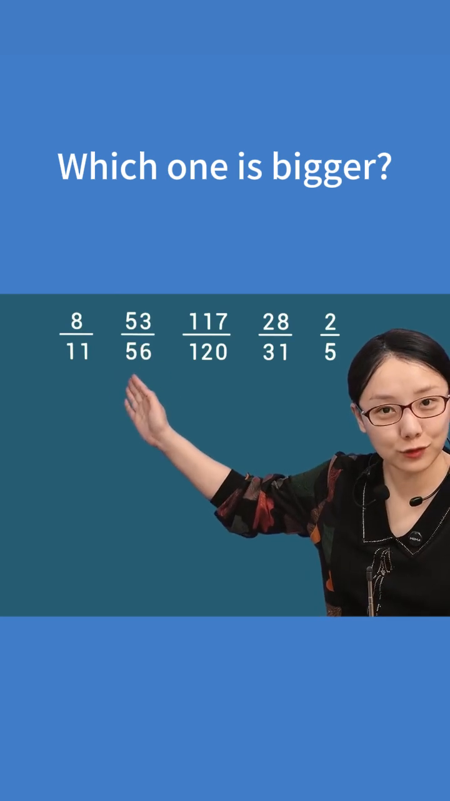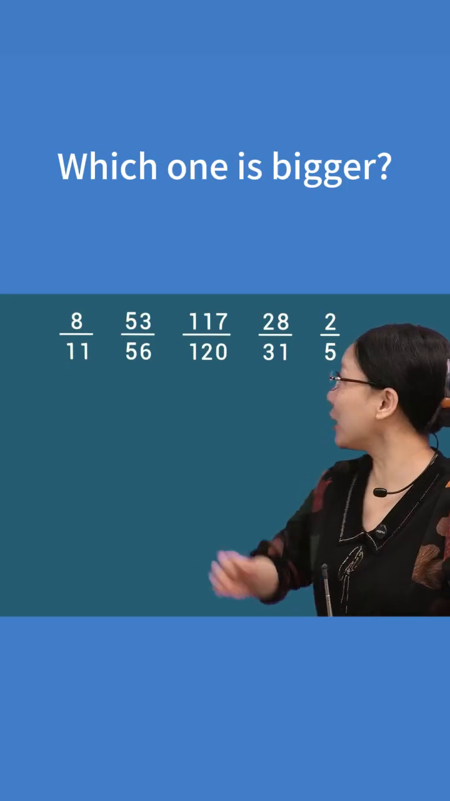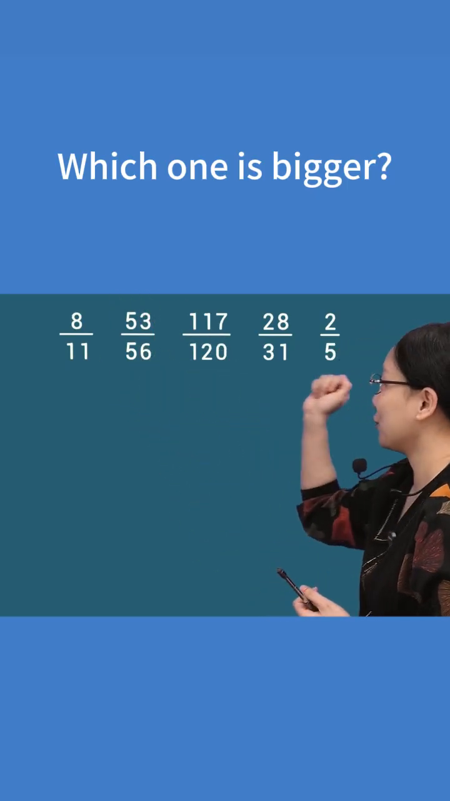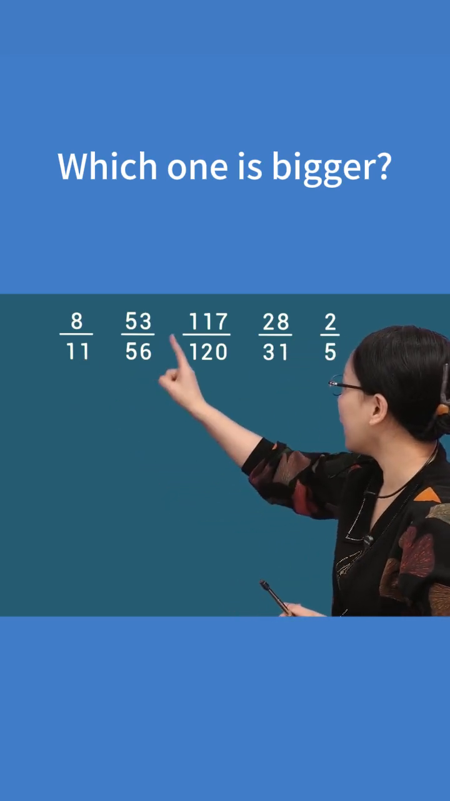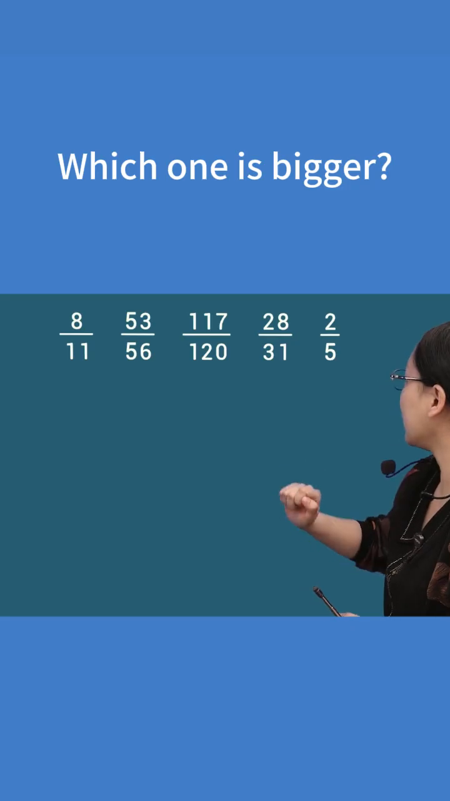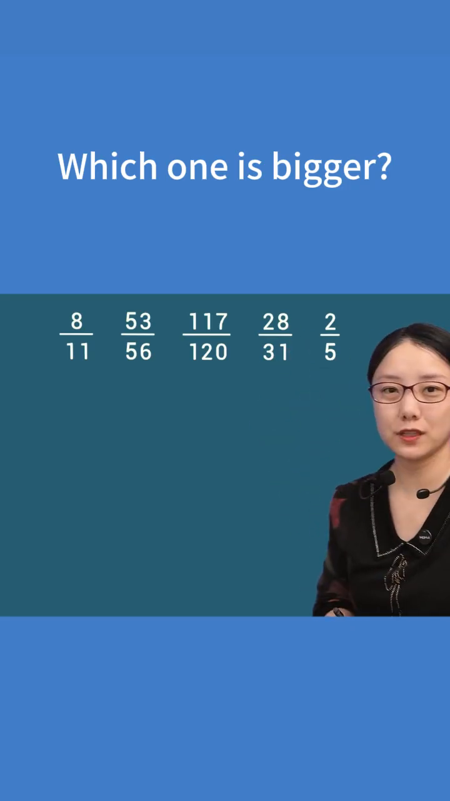This question is difficult and worth a lot of points, so you definitely need to know how to solve it. Let's look at the question. The problem asks us to compare sizes, specifically to compare these fractions. Look, 8 over 11, 53 over 56, 117 over 120, 28 over 31, and then 2 over 5.